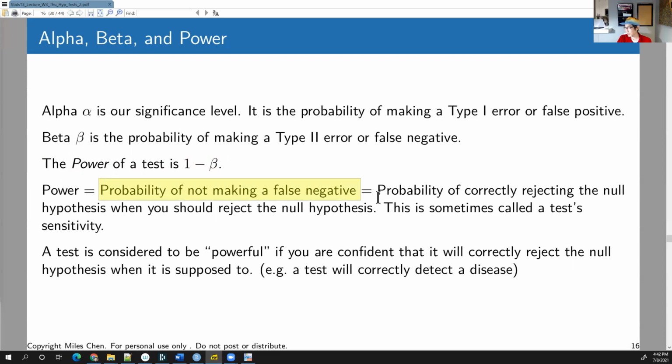Okay, what that means is it's the probability of correctly rejecting the null hypothesis when you're supposed to reject the null hypothesis. Okay, so it's a good thing. It's the probability of correctly rejecting the null hypothesis when you're supposed to reject it. Sometimes we call this the test sensitivity. How sensitive is the test to make that correct decision, right?